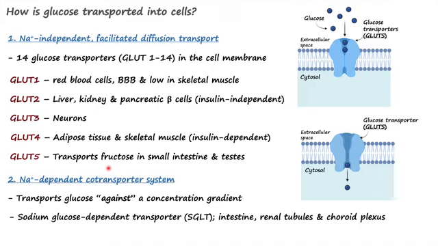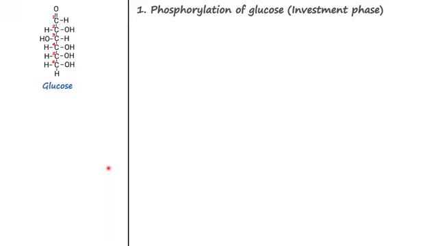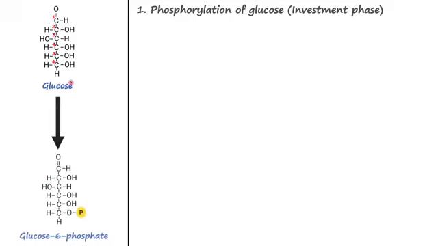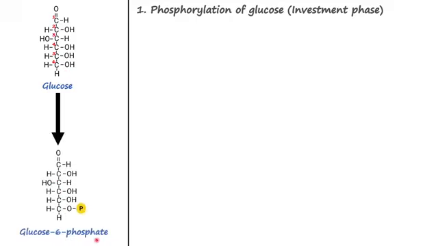So now let's learn the step-by-step reactions of glycolysis. First, consider that glucose is transported from the extracellular space into the cytosol. Suppose here we have a glucose molecule, and I have also labeled the carbon atoms in the glucose molecule. Once inside the cytosol, glucose is first phosphorylated into glucose 6-phosphate.